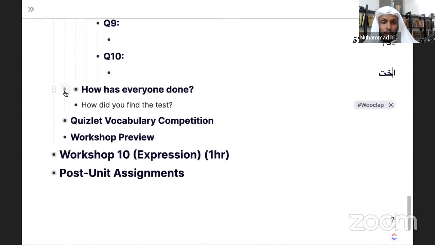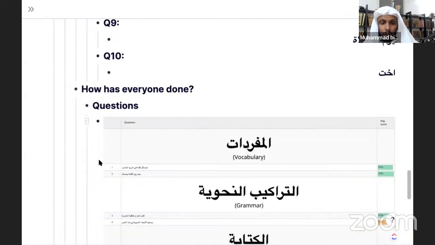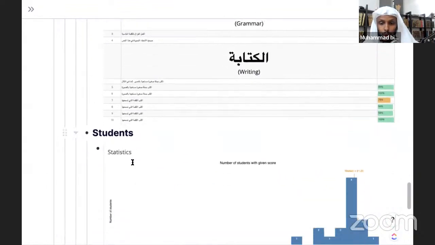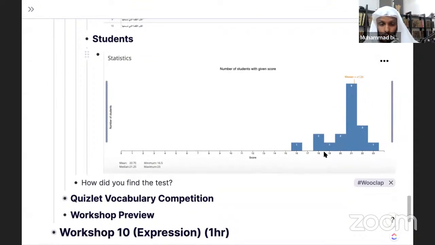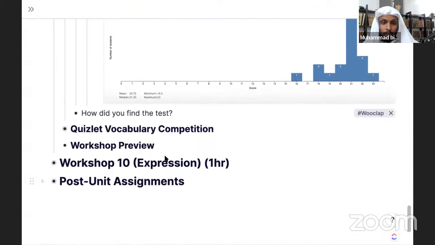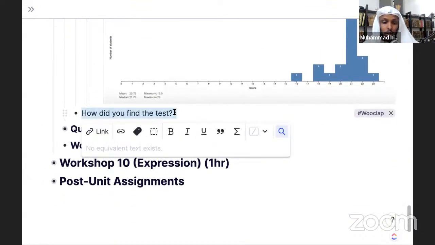That's it. I already said how everyone did. All of you did really, really well, mashallah. The average score was 21.5 or 21.25 out of 23. How did you find the test? I would love to know. And there's no point finding a book, clap now. Just write in the chat, inshallah.